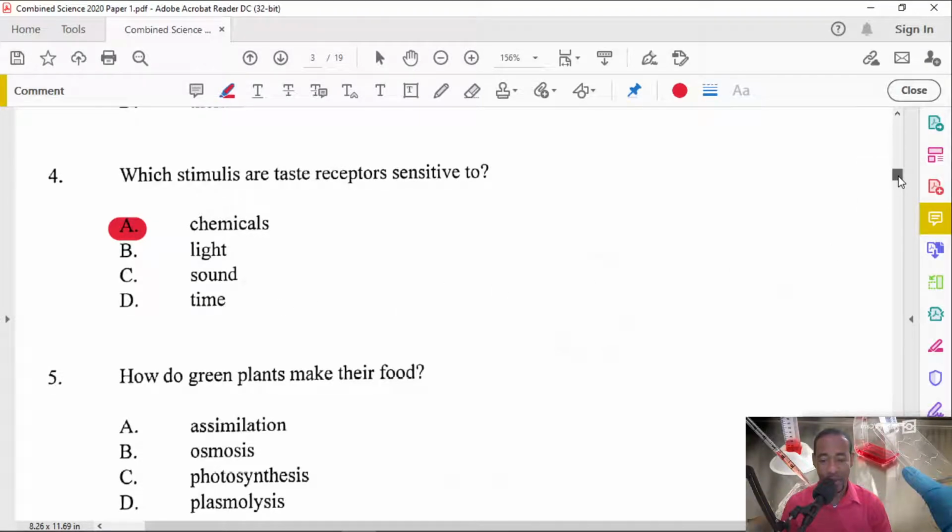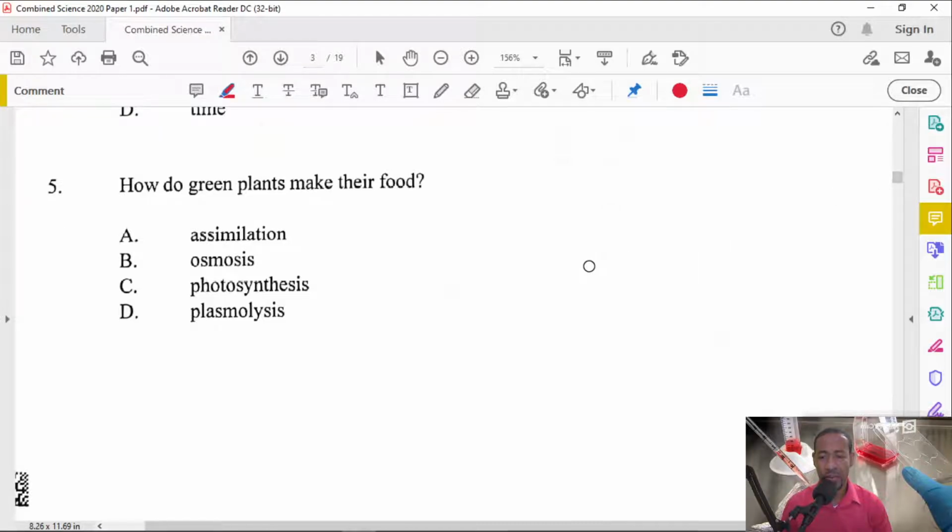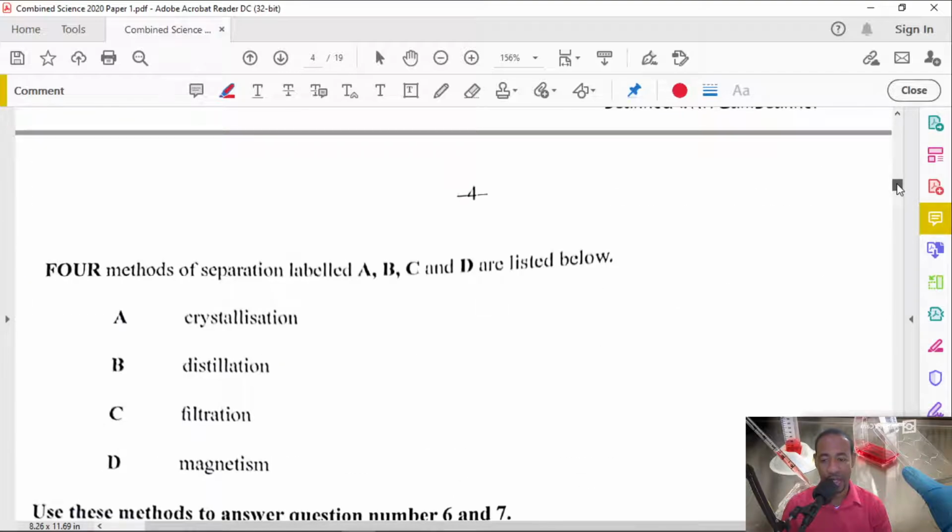All right, so number 5 is, how do green plants make their food? This one is photosynthesis, by using light to produce glucose. So this answer is photosynthesis. Assimilation is when absorbed nutrients become a part of the organism. Osmosis is the movement of water molecules across a semipermeable membrane from high to low concentration. And plasmolysis is when cells become flaccid because they are placed in a hypertonic solution.